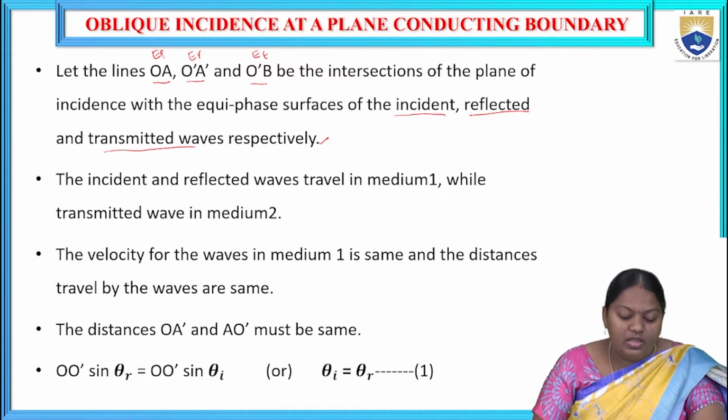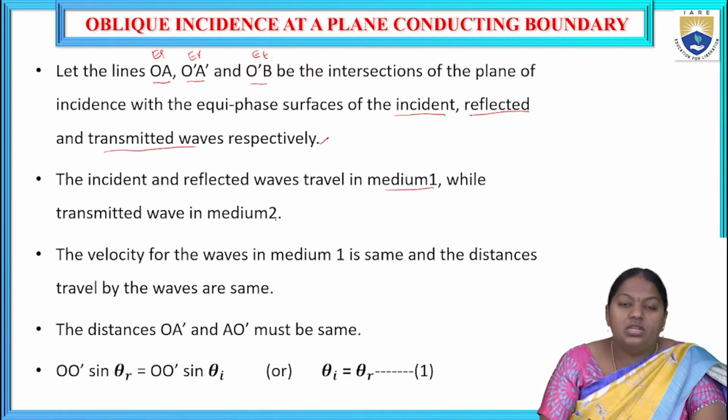Remember that. Then the incident and reflected waves travel in medium 1 while the transmitted wave is traveling only in medium 2. Then the velocity of the waves in medium 1 is the same and let it be V1. Means V1 is the velocity of the two waves in medium 1. If the velocities of the waves in medium 1 are the same, it means the distances traveled by the waves are also the same, right?